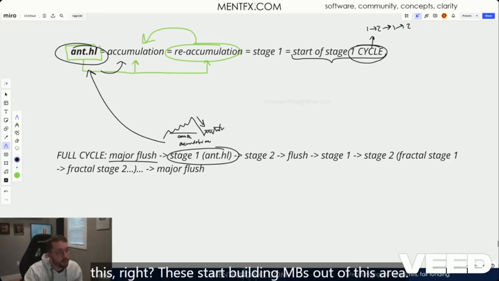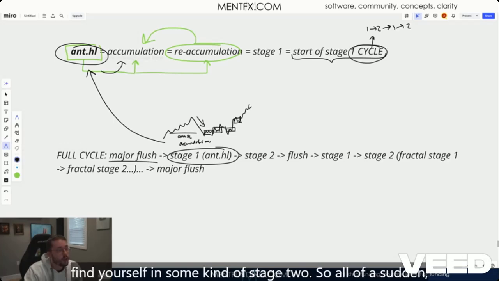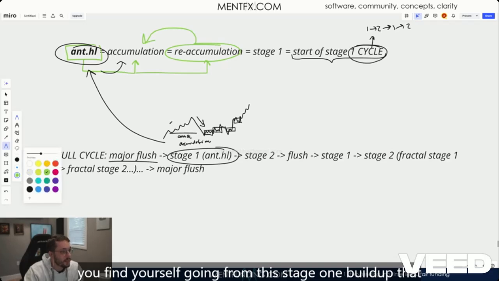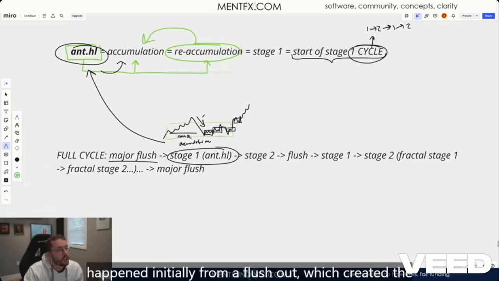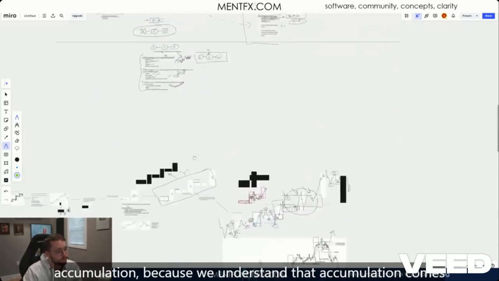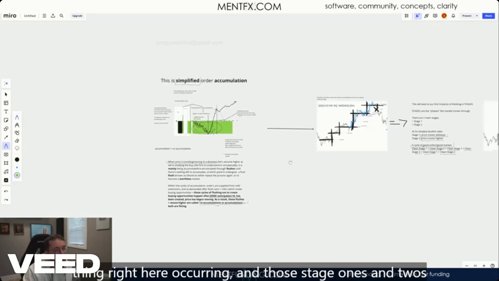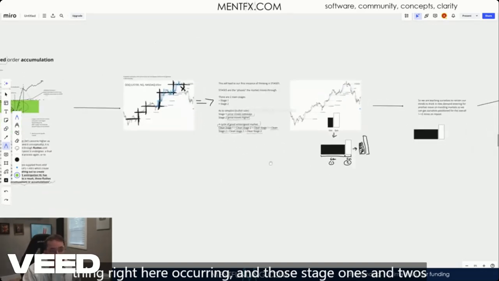So MBs come from this. These start building MBs out of this area. Maybe you get another flush and maybe new MBs start to get built. And all of a sudden you find yourself in some kind of stage two. So you find yourself going from this stage one buildup that happened initially from a flush out, which created the anticipation of the higher low rule, which created overall accumulation, because we understand that accumulation comes from this. Basic accumulation is basically this thing right here occurring, and those stage ones and twos are buildups of true accumulation.